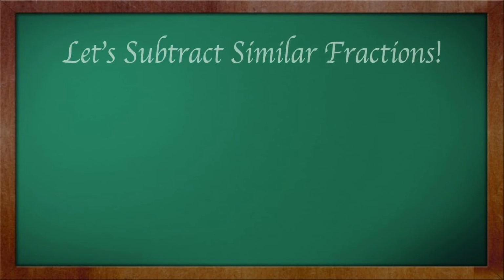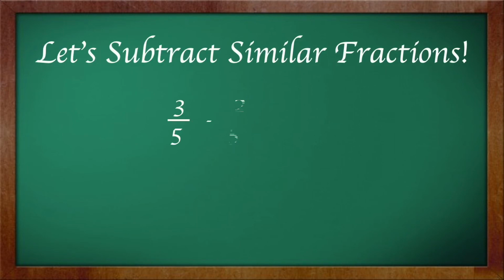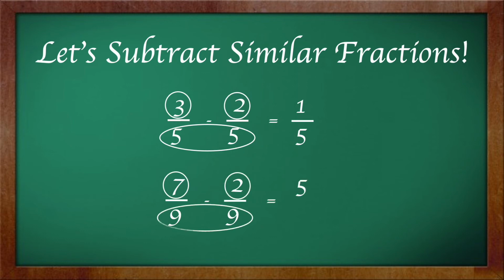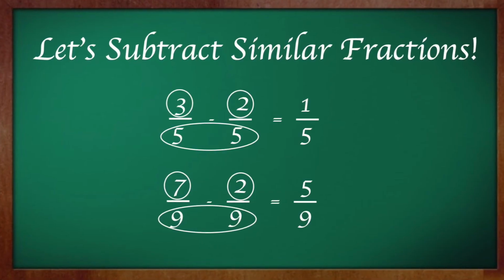Now, let's subtract similar fractions. 3/5 minus 2/5. Subtract the numerator, 3 minus 2 is equal to 1. Then just copy the common denominator, 5. Another example is 7/9 minus 2/9. Subtract the numerator, 7 minus 2 is 5. Then just copy the common denominator, 9.